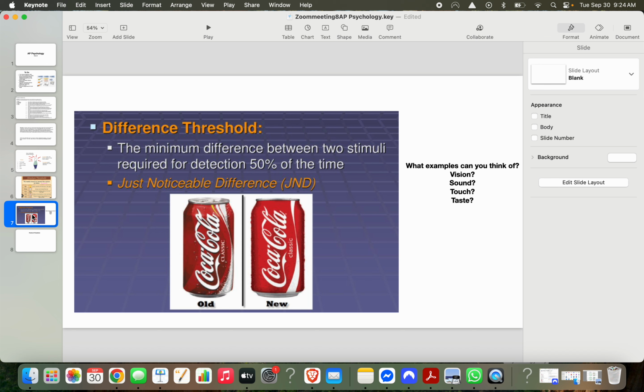All right. And when you upload your notes for today, can you think of something for vision, something for sound, something for touch, something for taste, right? What's a way for you to notice the difference between those two things? All right, give an example and it'll help you remember these.